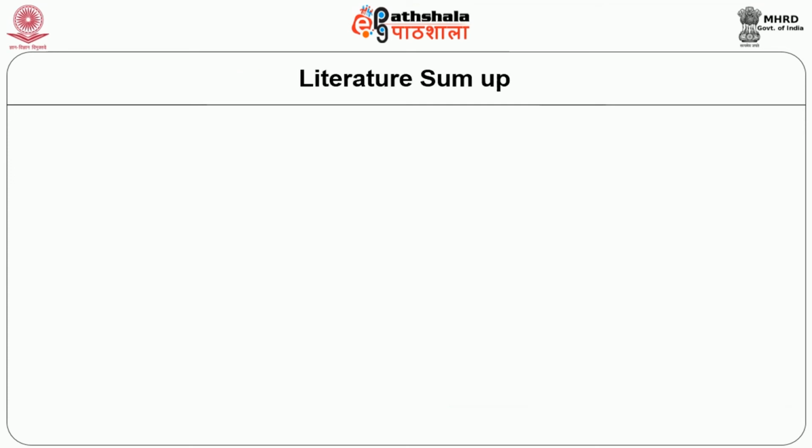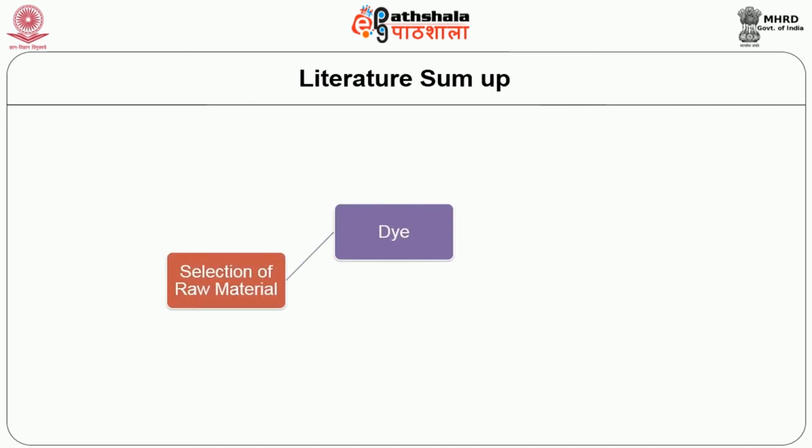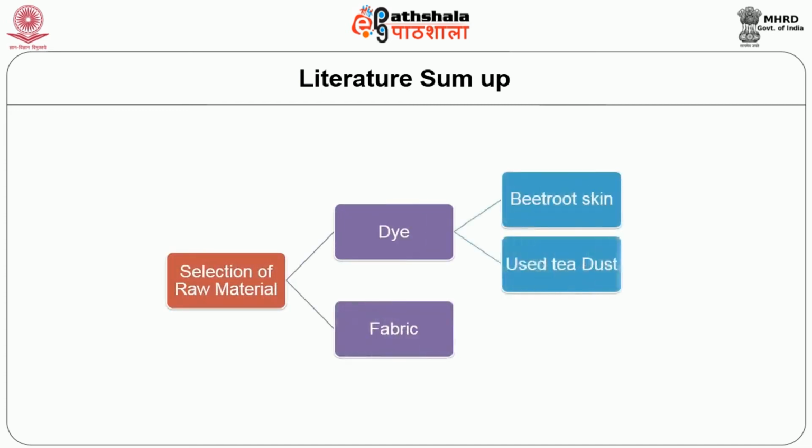The next step in writing a review of literature is review sum up. After analyzing the literature, it can be summed up in the form of a table or flowchart. The result is better understood in this manner. This can also include key terms, definitions and procedures.